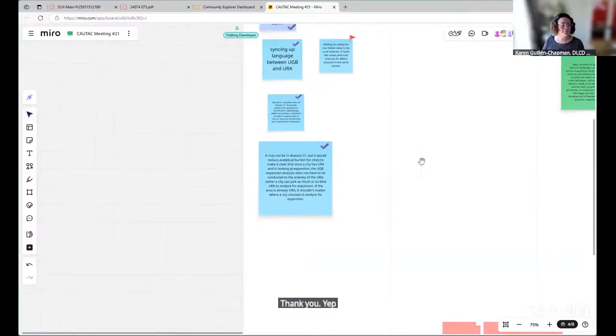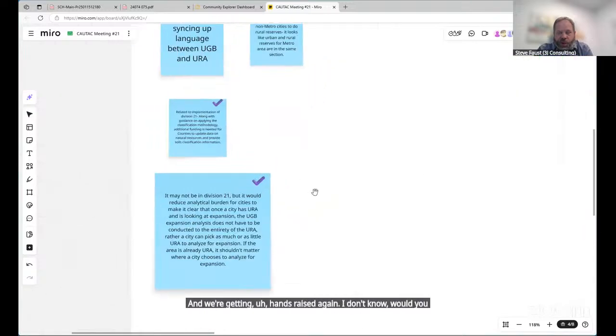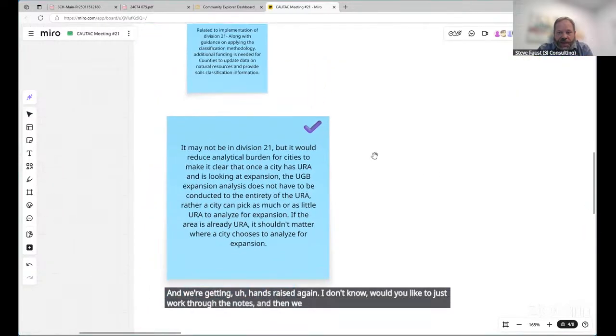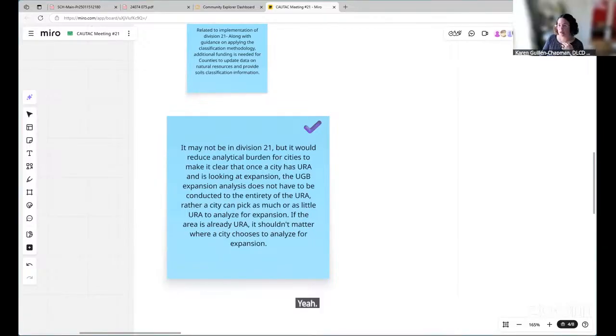Yep. Colin, we're getting hands raised again. Would you like to just work through the notes and then we'll go back to raised hands? How do you want to proceed? Yeah, let's see. How many? I see one hand. Two Al, right now. Is this with the selection of land within a URA?